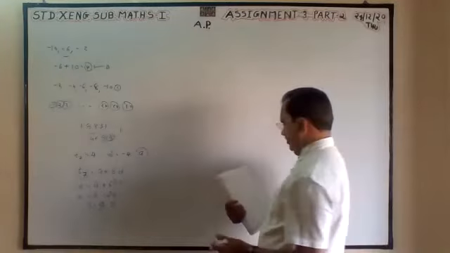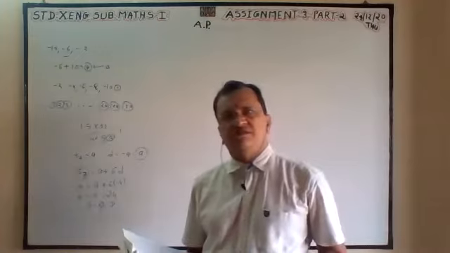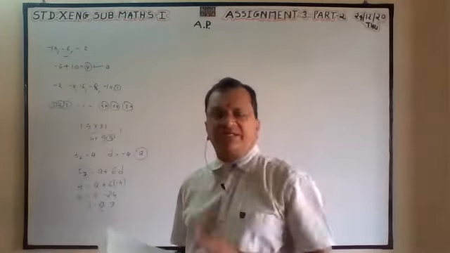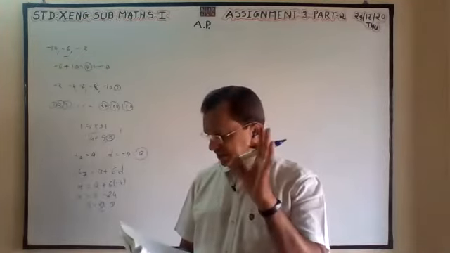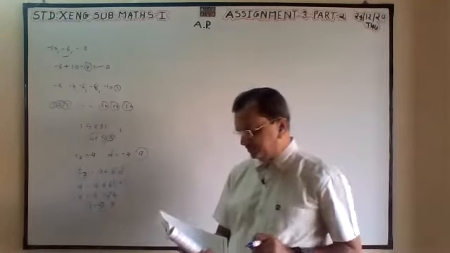A is 3.5. Difference is 0. When the difference is 0, it is a constant series. So Tn is also exactly equal to A. So 3.5. So the answer is B.